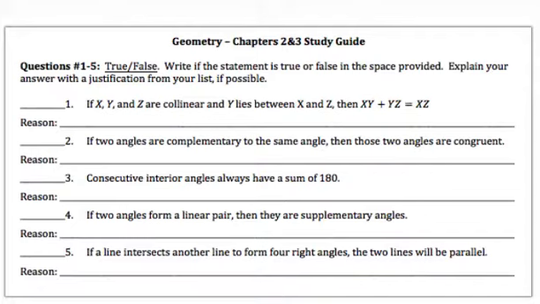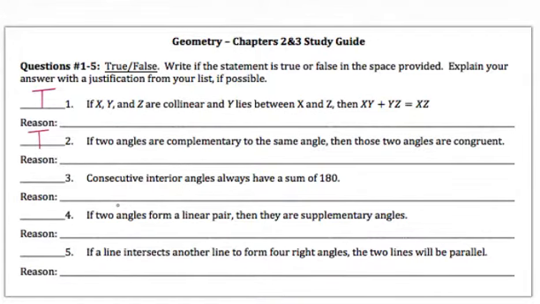So here we go. If x, y, and z are collinear, and y lies between x and z, then xy plus yz equals xz. Reason? True. That's a true statement. We don't need to have a reason if it's true. If two angles are complementary to the same angle, then those two angles are congruent. That is also true. It's one of our theorems.